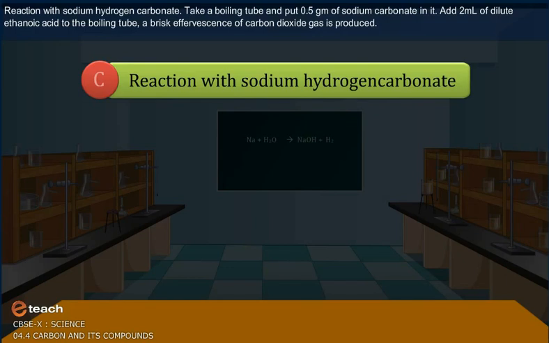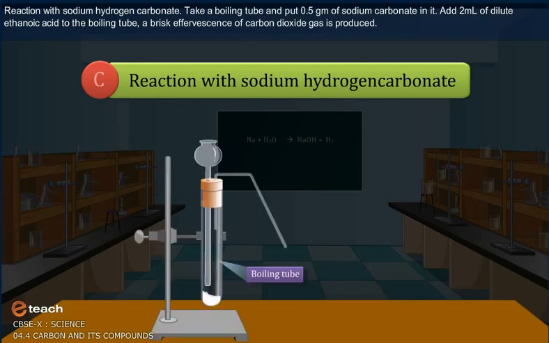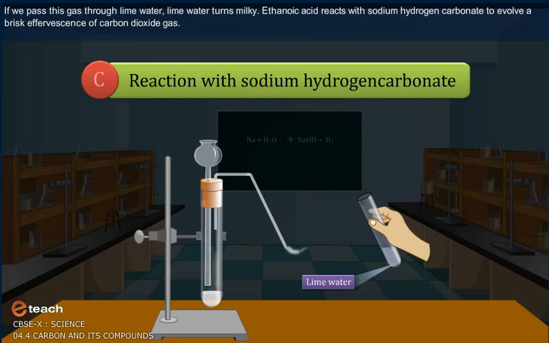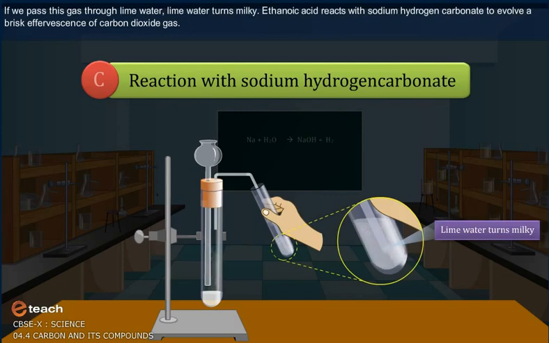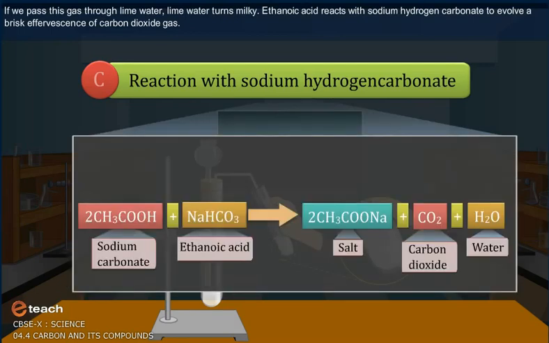2. Reaction with sodium hydrogen carbonate. Take a boiling tube and put 0.5 grams of sodium carbonate in it. Add 2 ml of dilute ethanoic acid to the boiling tube. Brisk effervescence of carbon dioxide gas is produced. If we pass this gas through lime water, it turns milky. Ethanoic acid reacts with sodium hydrogen carbonate to evolve brisk effervescence of carbon dioxide gas.